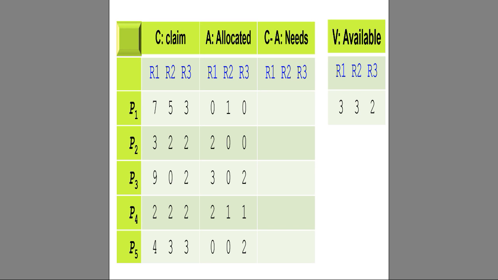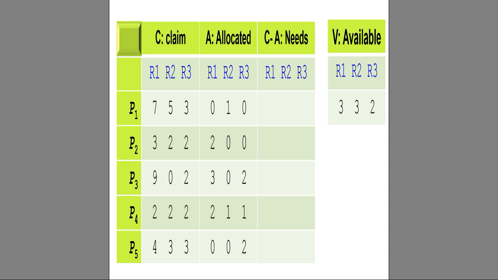So in this example here, we have a set of processes P1 through P5, and in the system there are three types of resources, R1, R2, and R3. Each one of these resource types has many instances currently available. We have 3 instances of R1, 3 instances of R2, and 2 instances of R3. And the question is: is this state safe?